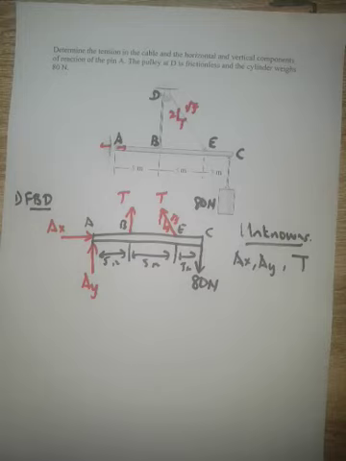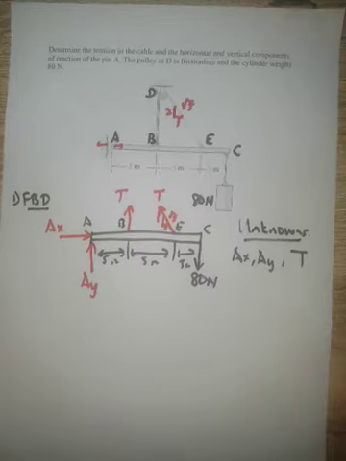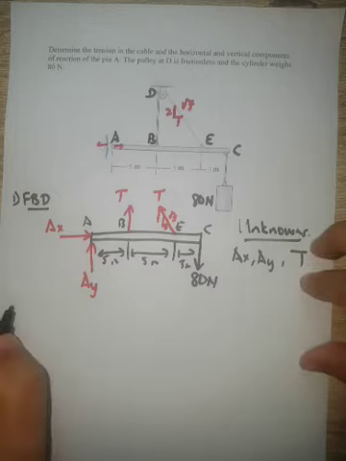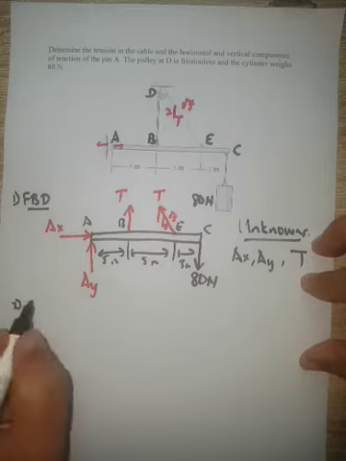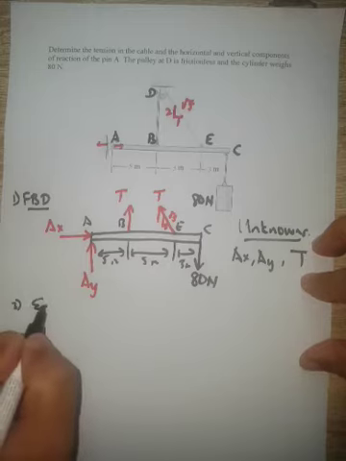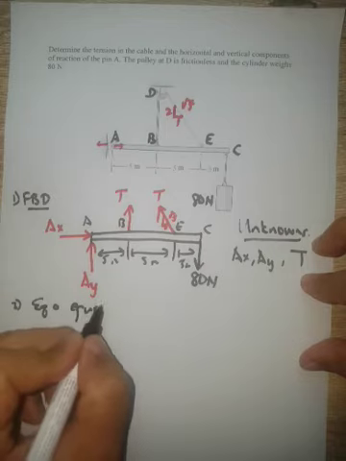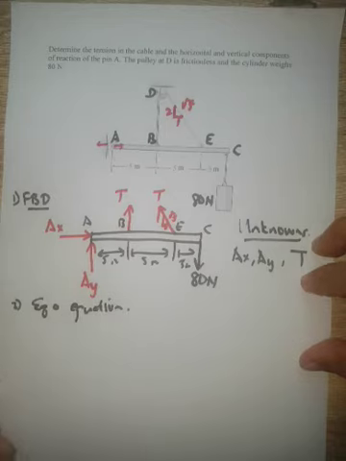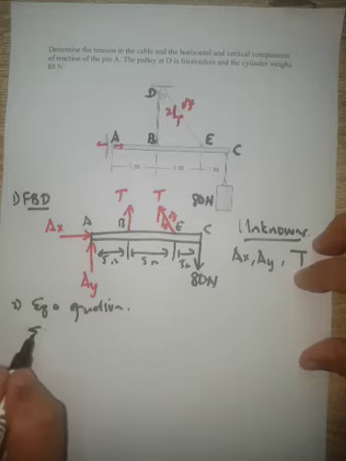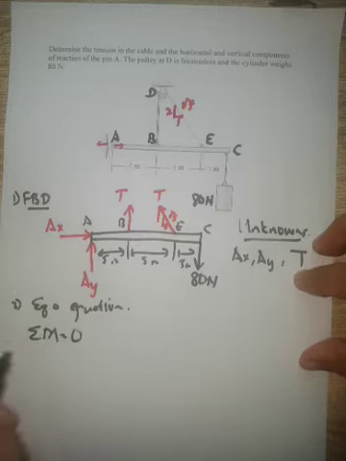Actually in a 2D problem, we can solve a maximum of 3 unknown values, because from a 2D problem we can generate only 3 equilibrium equations. What are the equilibrium equations? First is the total of moments equal to 0, with counterclockwise as positive.